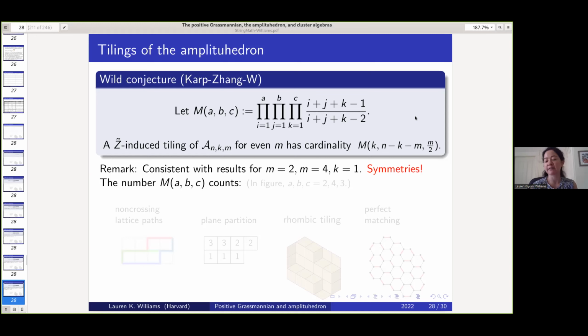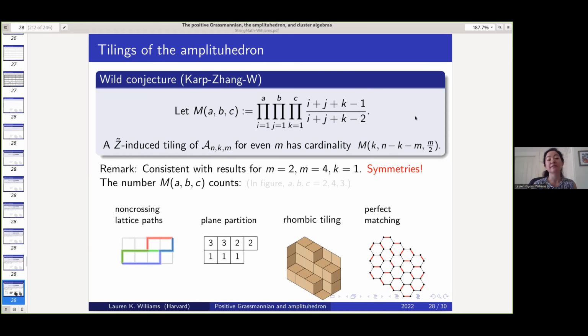And this number is of a lot of interest in combinatorics and other fields. You might be familiar with it. It counts non-crossing lattice paths, plane partitions, rhombic tilings, perfect matchings, and there are dozens of other interpretations as well. So I think it's very interesting that for some reason, the tilings of the amplituhedron seem to have cardinalities equal to the number of plane partitions in a certain box. But so far, for general k and m, we have no idea how to construct a tiling even conjecturally.